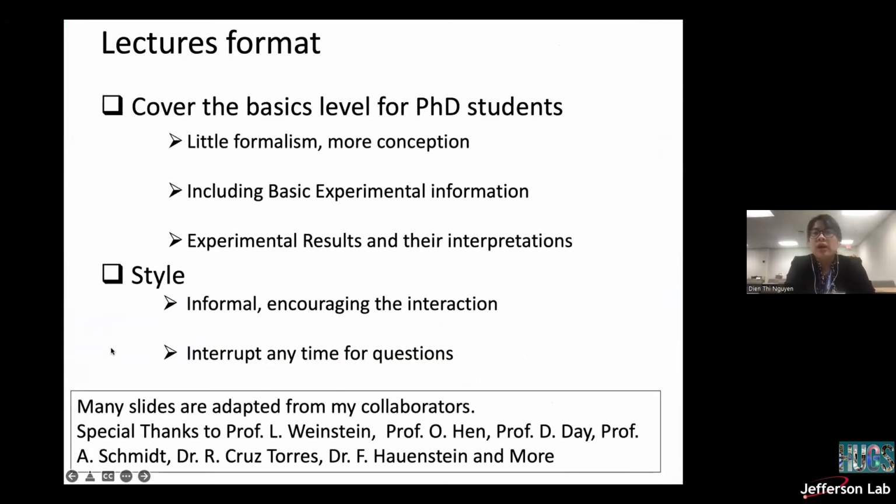Okay, so we can say a little bit about how the lecture format should work here. I take a look at the survey of the school, and I see that our group is very diverse. There are theorists, people doing experimental work, and your experience in the school with nuclear physics is very diverse. So that's why in this lecture, as an experimentalist, I will just cover a very basic level for PhD students.